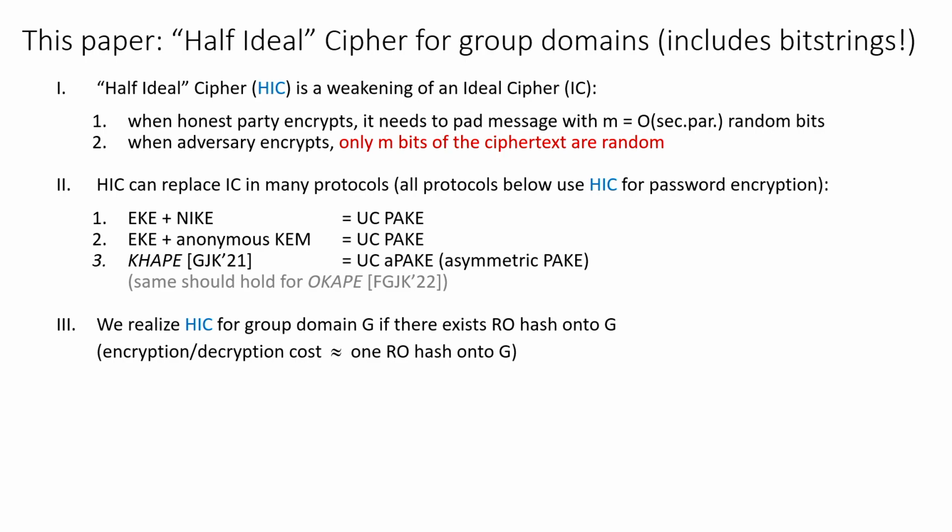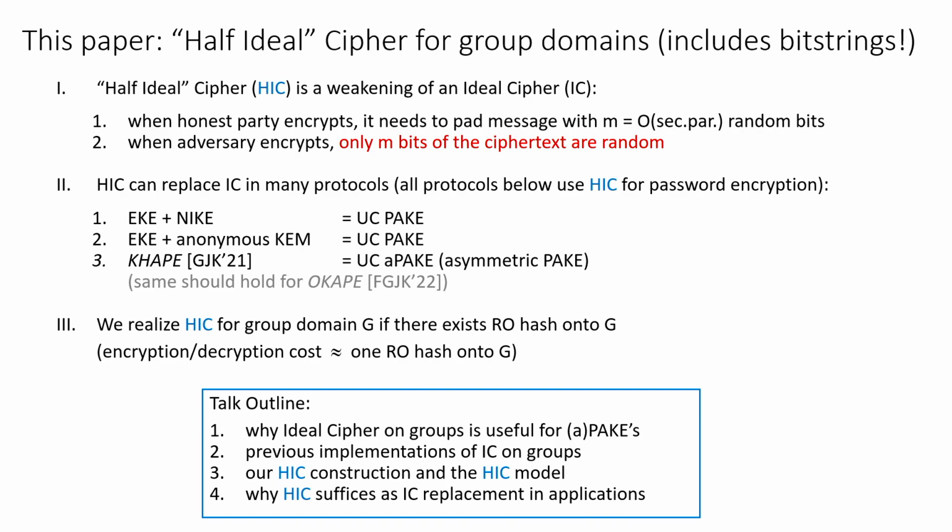And we showed that this can be efficiently realized using a single hash onto a group. So in the talk, I will explain first why ideal cipher is useful for these PAKE applications, why implementing ideal cipher on groups was not so easy, and then how this idea of half-ideal cipher works, what the model is, and why it suffices.